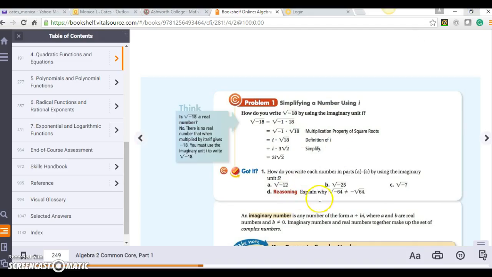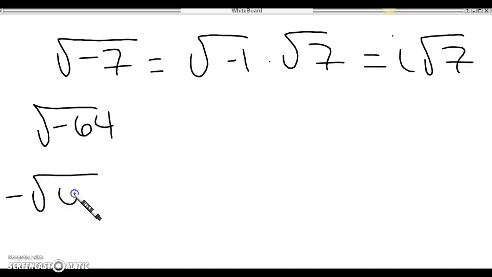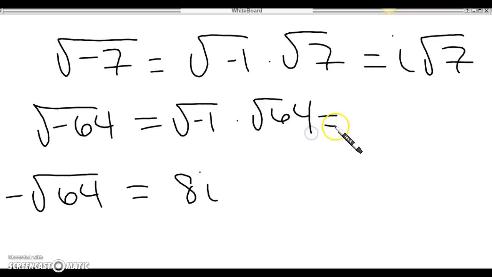And finally, reason: explain why the square root of negative 64 is not equal to negative square root of 64. Alright, so we have the square root of negative 64, and we want to see why it's not equal to the negative square root of 64. Well, the square root of 64 we all know is 8, so we get 8i. And when I have a negative 64, I can pull it out, so I have the square root of negative 1 times the square root of 64, so it gives me i times 8, or 8i.